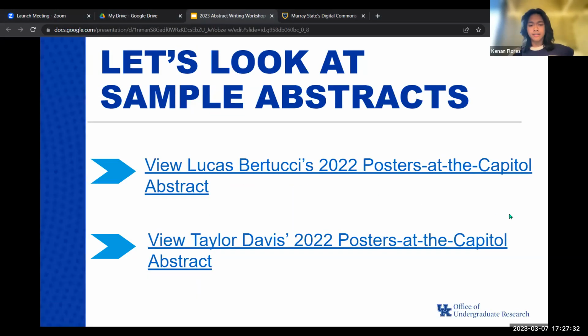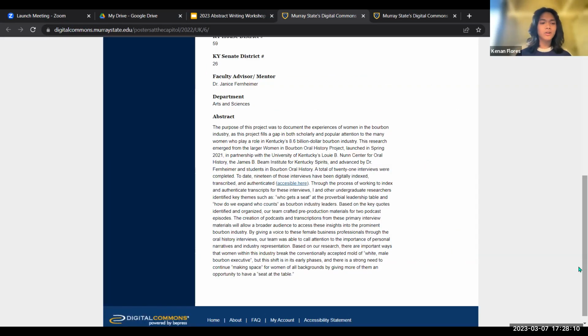Now we'll be looking at Taylor Davis's abstract from Posters at the Capitol. So again, time to look at the purpose and the problem. So the first sentence of this abstract kind of covers both of them.